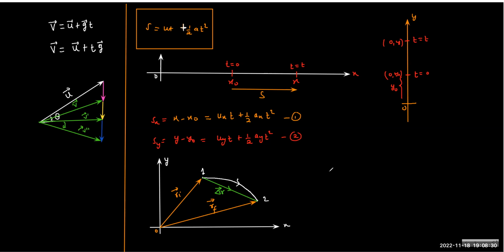So how do we write S equals to UT plus half AT square in terms of vector notation? What should I write here? I must replace S by what? To convert it into a vector equation, what should we do? Tell me, guys. R. How do we read this term? Delta R. Delta R.